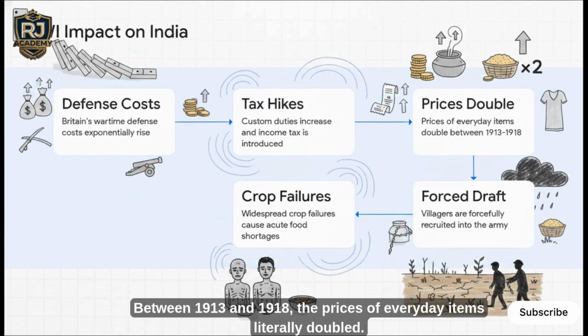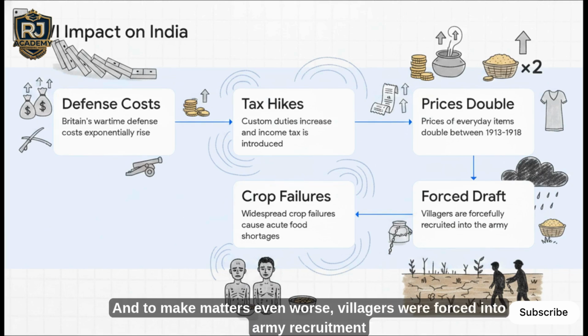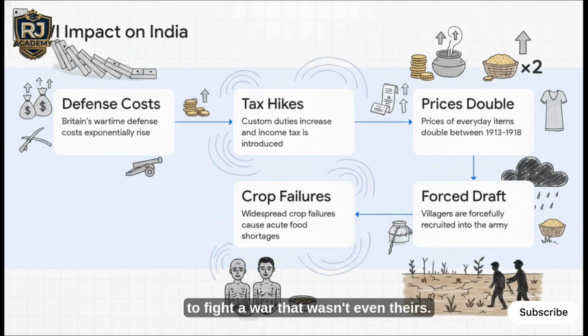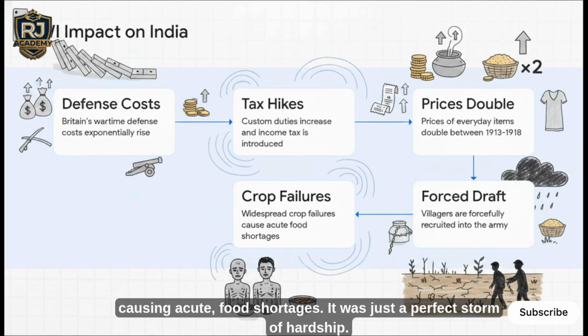Between 1913 and 1918, the prices of everyday items literally doubled. It completely crushed rural India. And to make matters even worse, villagers were forced into army recruitment to fight a war that wasn't even theirs. Oh, and right at the exact same time, widespread crop failures causing acute food shortages. It was just a perfect storm of hardship.